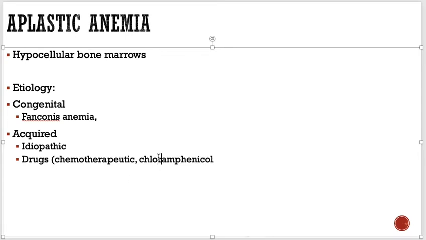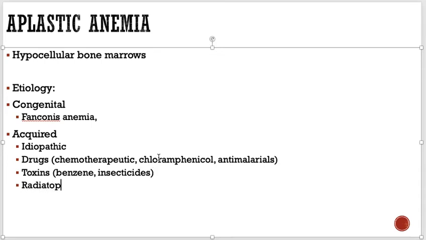Chloramphenicol, a very old antibiotic, as well as antimalarials can cause it. Many other drugs can cause it, but of course, no need to remember everything. There can be many toxins which can fail the bone marrow: benzene, or insecticides. Of course, there are other toxins as well.